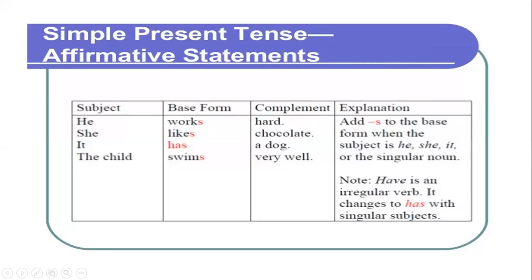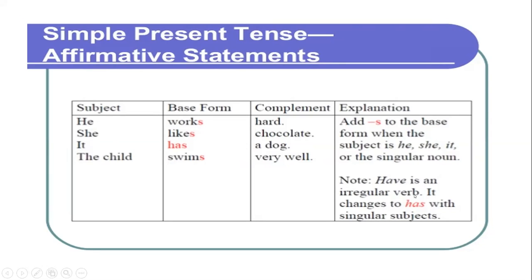So here I have a division where you can observe that we have the subject, he, she, it, or the child, for example. And the base form: works, likes, has, swims, right? In here, it says, he works hard. Since we are talking about he, we add the letter S. He works hard. Add S to the base form when the subject is he, she, it, or a singular noun. She likes chocolate. It has a dog. The child swims very well, or the singular noun in this case, right? The child is he.